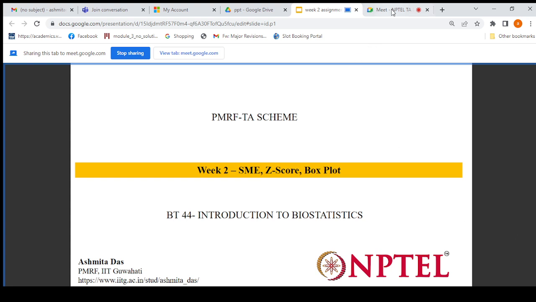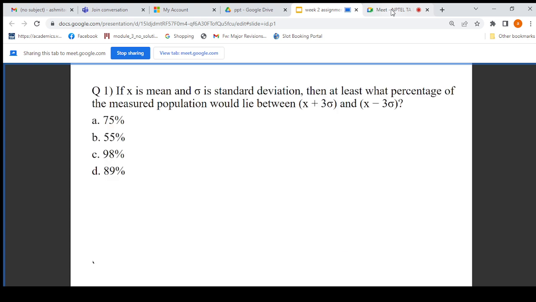I am Ashmita Das, a PMRF research scholar from IIT Guwahati. I am going to take a live problem solving session on the subject BT44 Introduction to Biostatistics. Today is week 2, and in this problem solving session we are considering the problem of standard error of the mean, z square, as well as the box plot. So now, going to the first question.